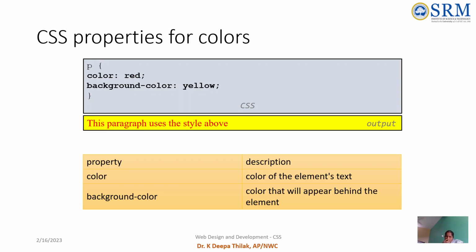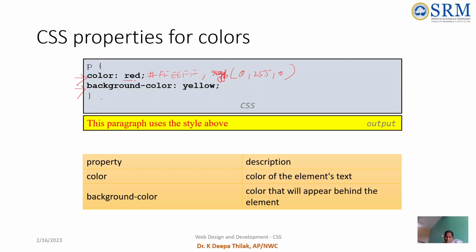Colors represent two things. One is a background color and one is a foreground color. This color represents the foreground color and this represents the background color. I can specify this color as red, or I can specify it using some hexadecimal value, or I can use the function called RGB and specify some values here.